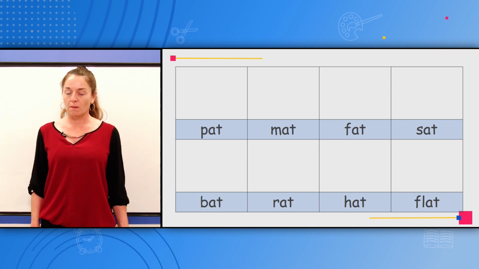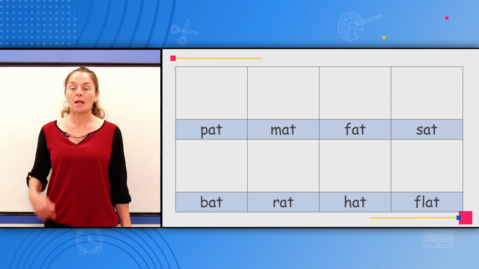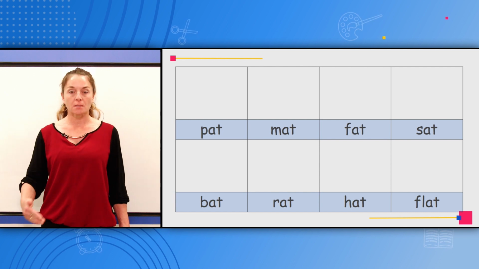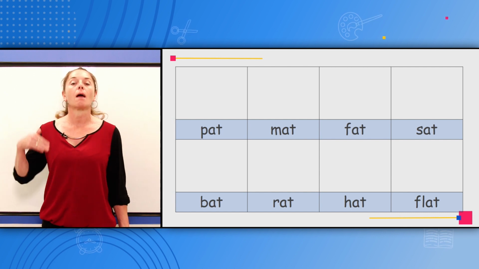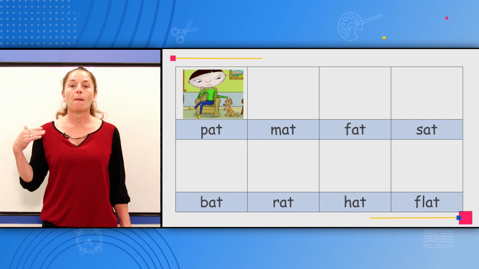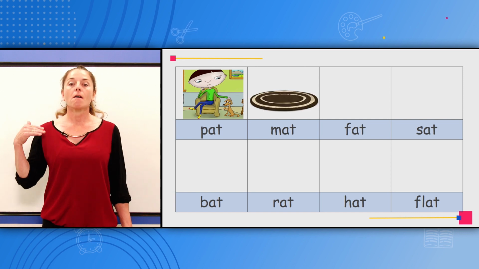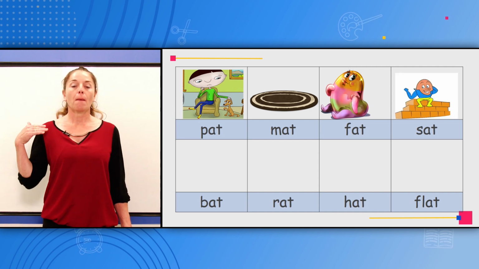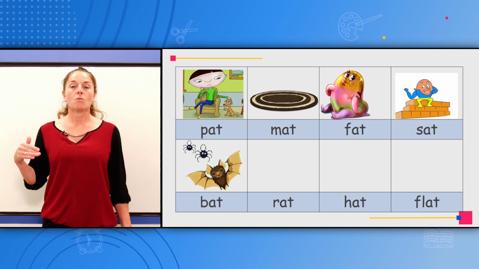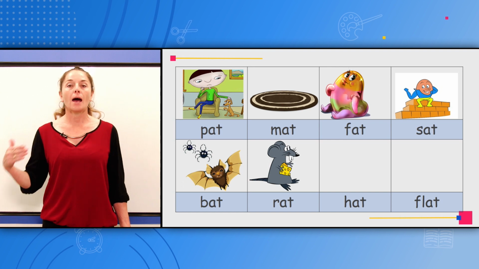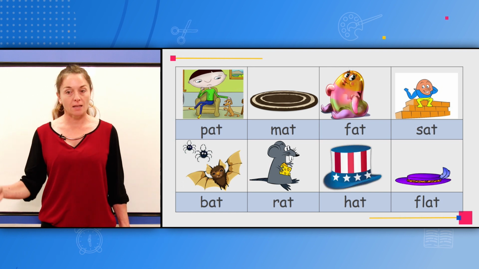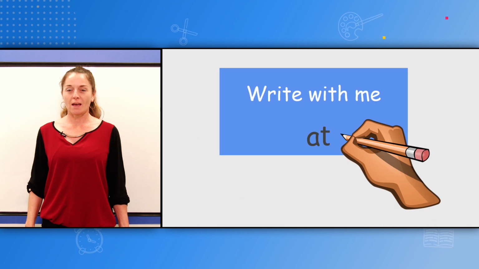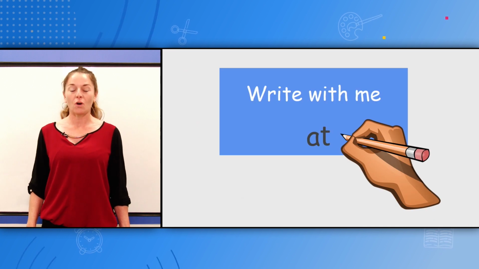Super. You remember the words? Read them. Let's read them fast and say the meaning. Pat. Mat. Fat. Sat. Bat. Rat. Hat. And flat. Super. I think you can move on.